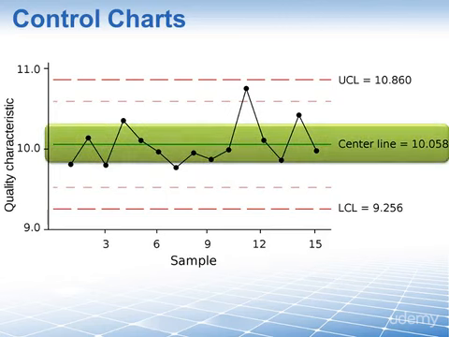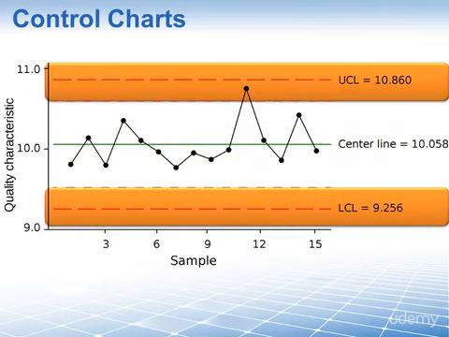The green line in the middle is our mean, and our mean is set to 10.058. This signifies that normally we expect our measurement to be close to this number. For instance, if we produce pencils, we expect our pencils to be 10.058 centimeters long. Next, we have the upper control limit at 10.860 and the lower control limit at 9.256. This means that our process will produce pencils with a length in between those two numbers.